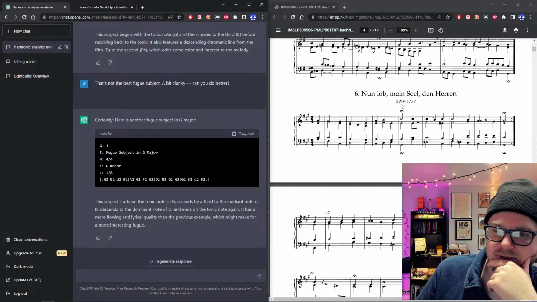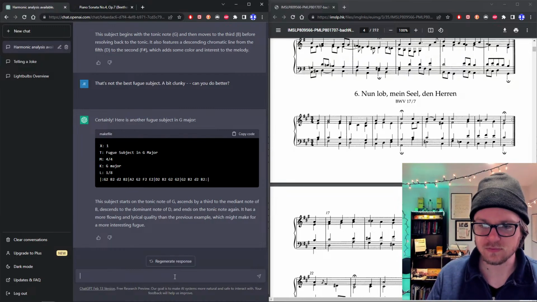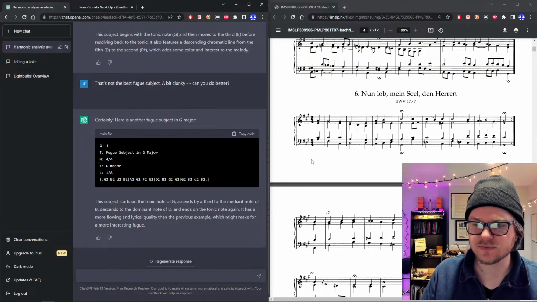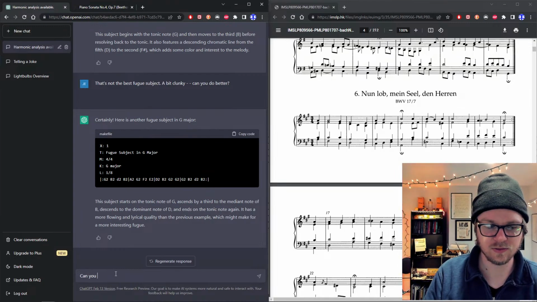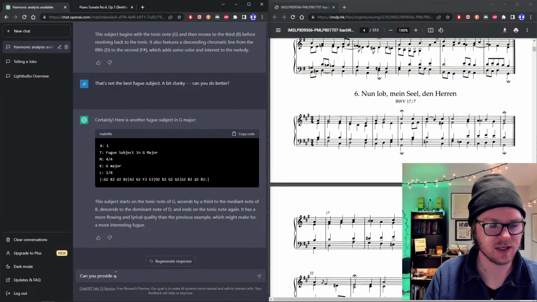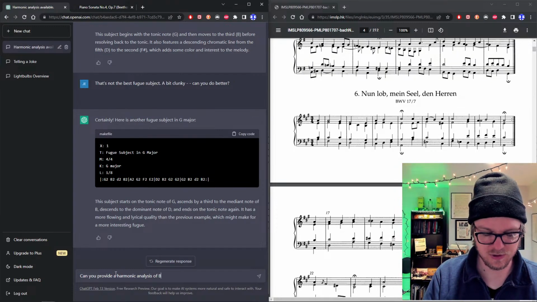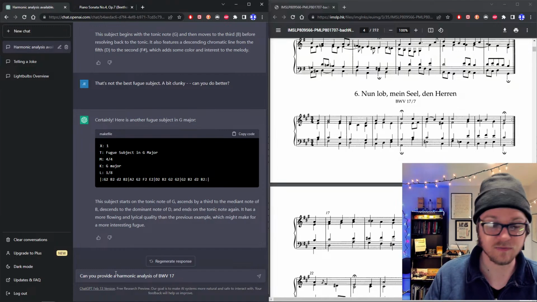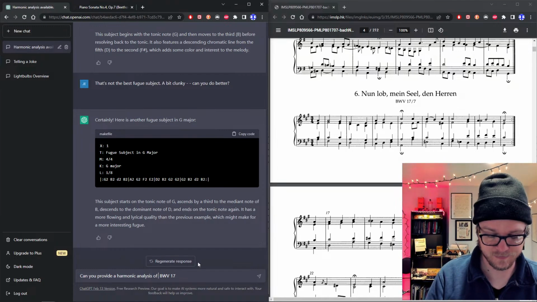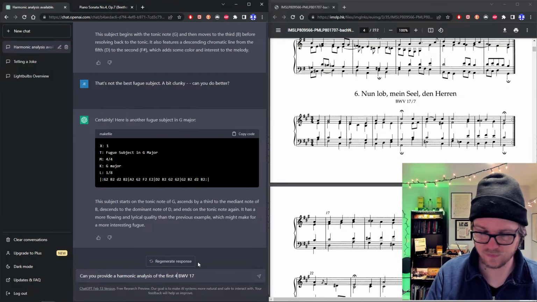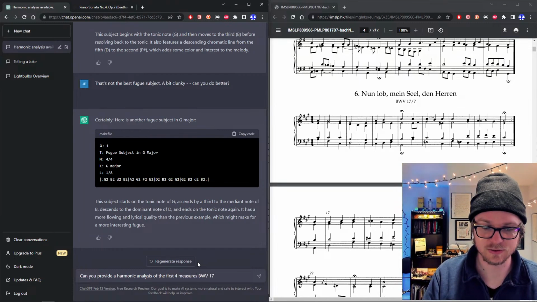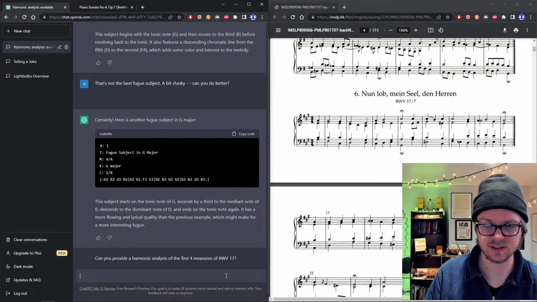I don't know which BWV this is. Is this 17 or 7? Okay, the first four measures. Can you provide a harmonic analysis of the first four measures of BWV 17? Let's see if it understands BWV 17.